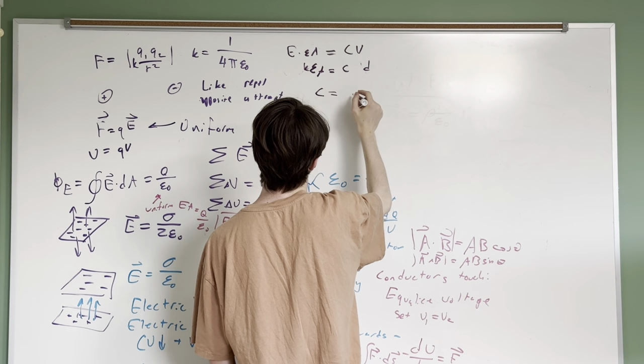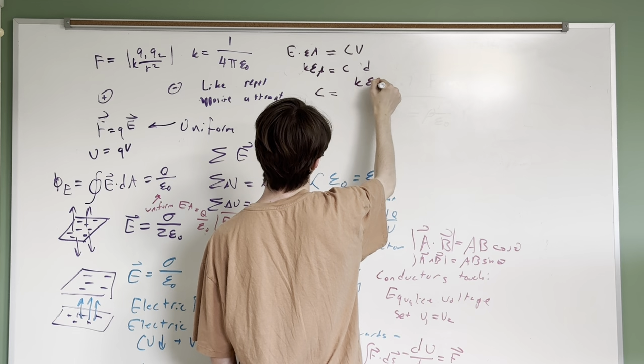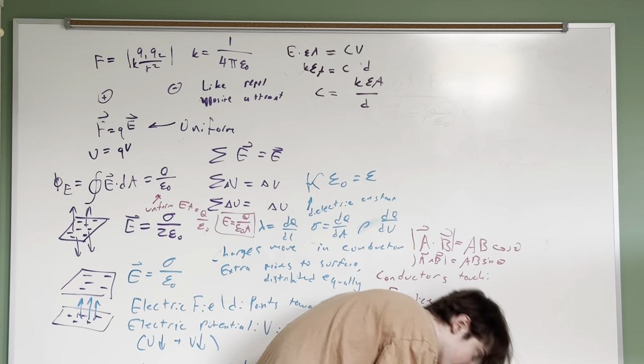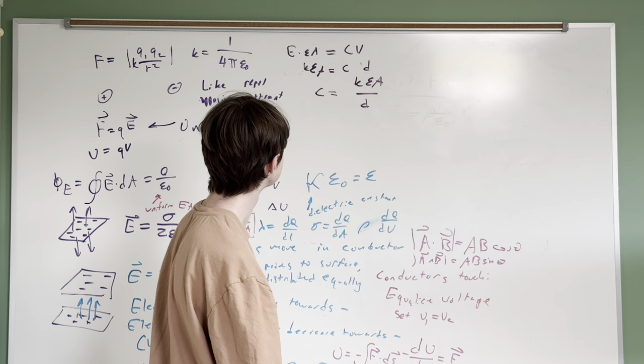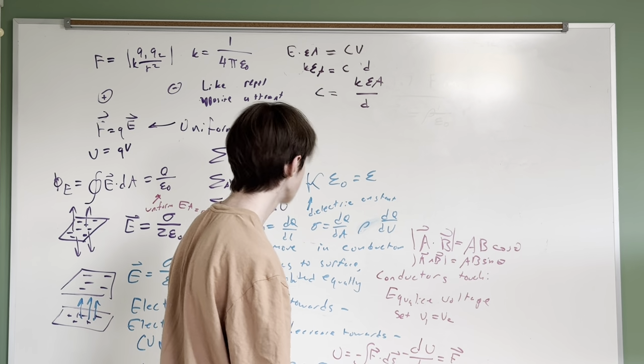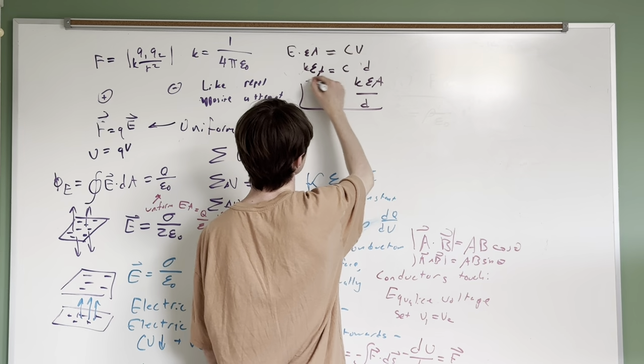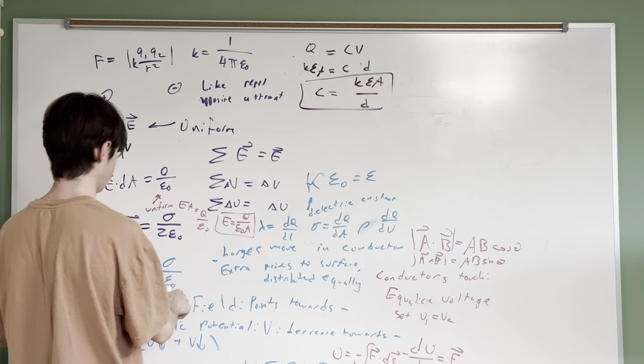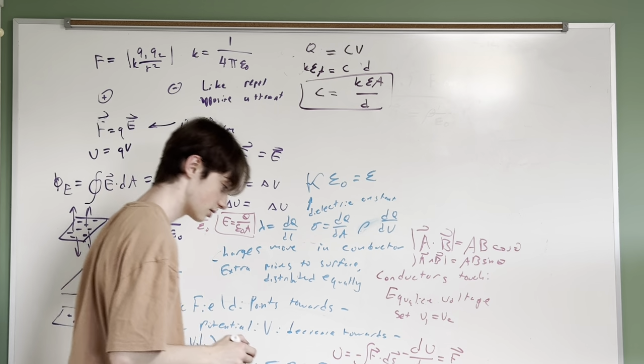Cancel out the voltages, and now we have capacitance is equal to K epsilon A over d, and that's what's on the equation sheet. Yeah, epsilon, sorry. All right, so remember this one. And then remember Q equals CV. And C is just the same thing as that.